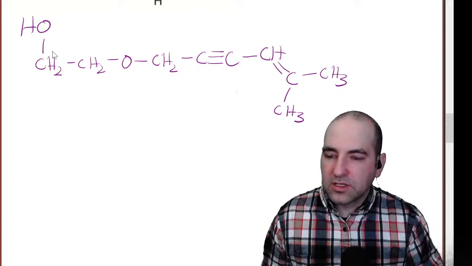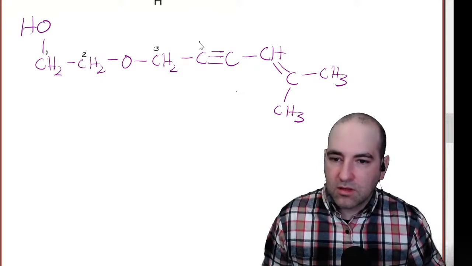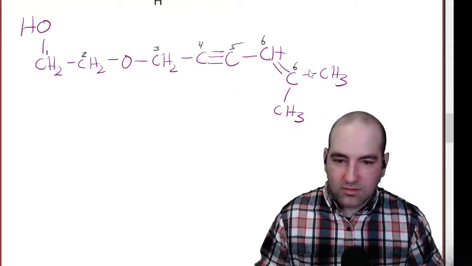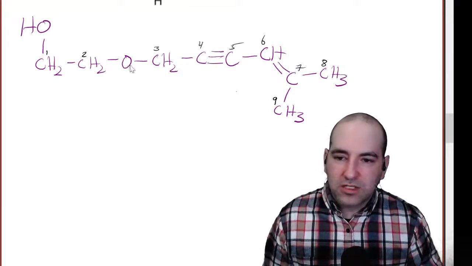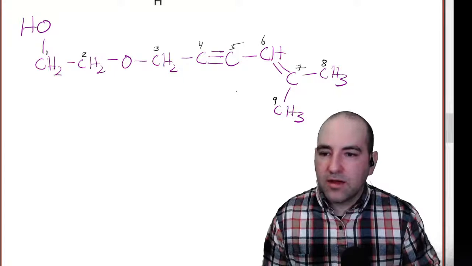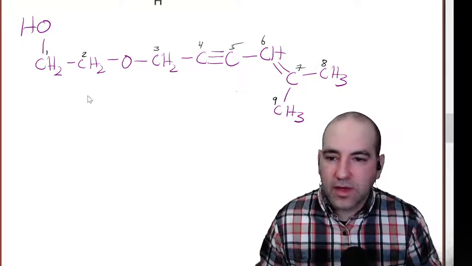So what I'm going to do here is just number my carbons. 1, 2, 3, 4, 5, 6, 7. Just to keep track of everything. And you could number the oxygens too if you want. Nothing wrong with that, just however you want to keep track of it. We just don't want to lose atoms along the way.